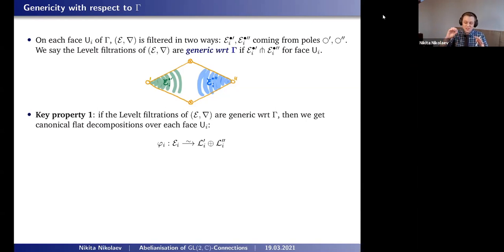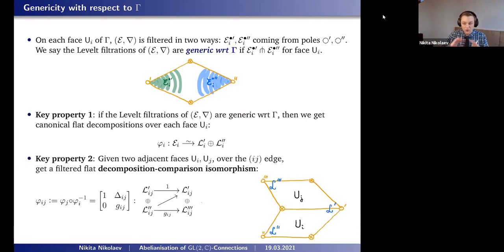The point, of course, is that these decompositions don't agree, because my filtrations don't agree, or they have monodromy or whatnot. So when I look at two diamonds which are adjacent to one another, they have an edge running in between them, and I can compare the two decompositions over the edge. And so I get these decomposition isomorphisms, which are basically ratios of the two decompositions.